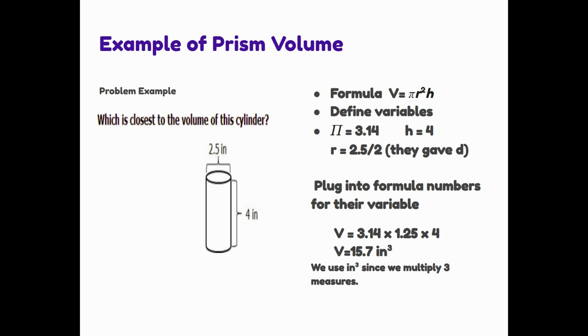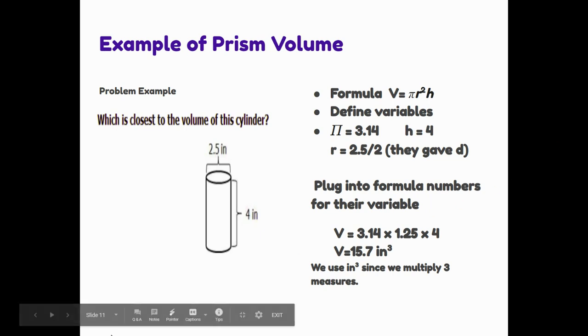So I have to plug into the formula numbers for their variables. My volume is going to equal 3.14 times 1.25, which is what you get when you divide the diameter to get your radius, squared, times 4, which gives us 15.7 inches cubed. And again, we use cubed inches since we're multiplying 3 measures. Please be careful. The biggest mistake students make is they don't calculate radius when given diameter, and they forget to square it. You've got to remember to do that squared part on your calculator.